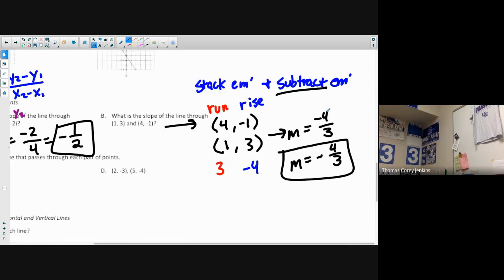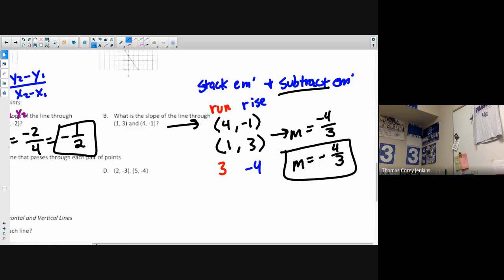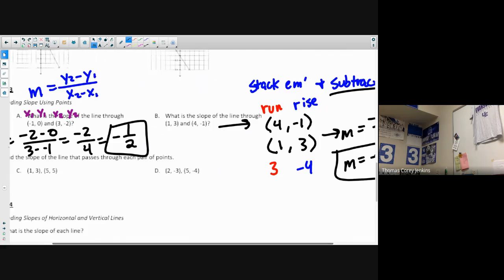And it could even be written as +4 over -3. Just pay attention to the number of negatives. All right, so that would be kind of stack them and subtract them. I don't know if you like that better. I would just say pick one of these methods and stick to it, okay?